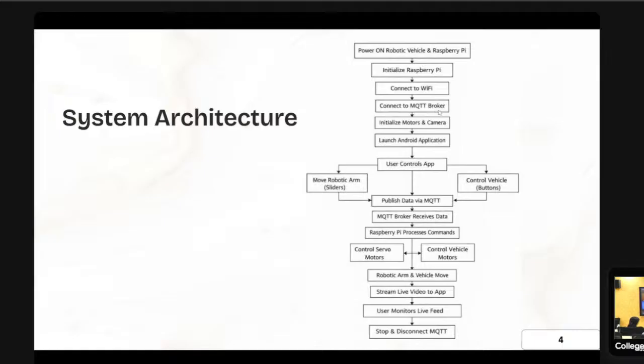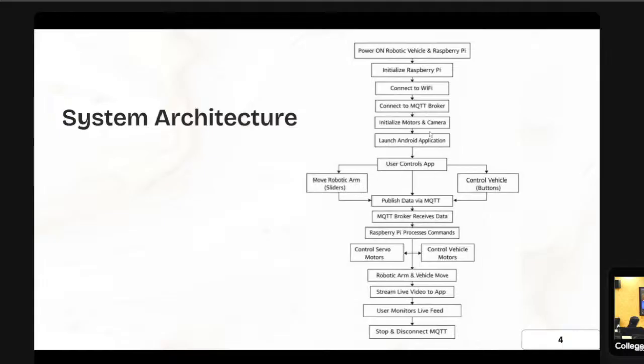As we know, what is MQTT? It is Message Queuing Telemetry Transport. Here, we selected MQTT due to its lightweight publish-subscribe architecture, which is well suited for an IoT-based real-time control system. It acts as the smart messenger service between this app and the mobile robotic platform.